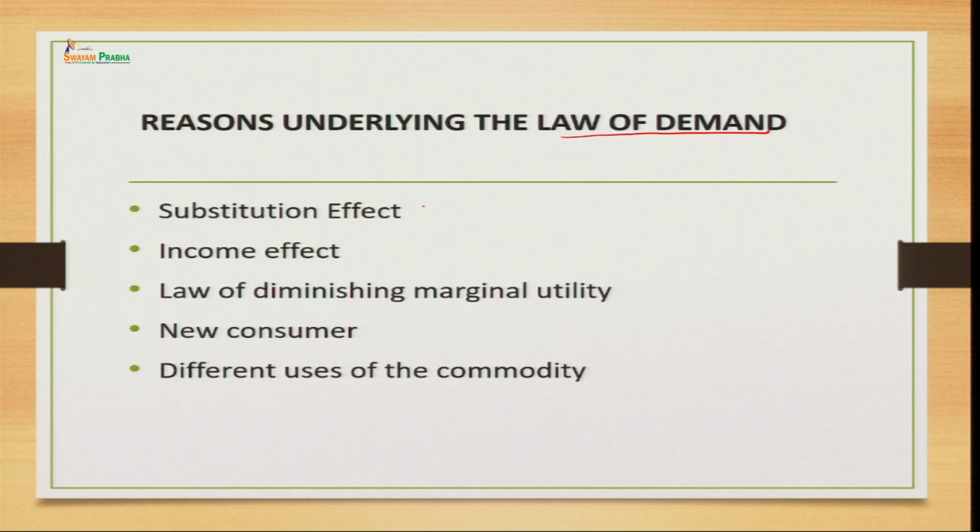The very first point is the substitution effect. Now, how is this substitution effect going to work? Basically, these 2 points, substitution effect and income effect, are also called the price effect. So, how are the substitution effect and income effect going to affect this law of demand? Let me tell you with an example. Substitute goods are those goods which can be used in place of one another.